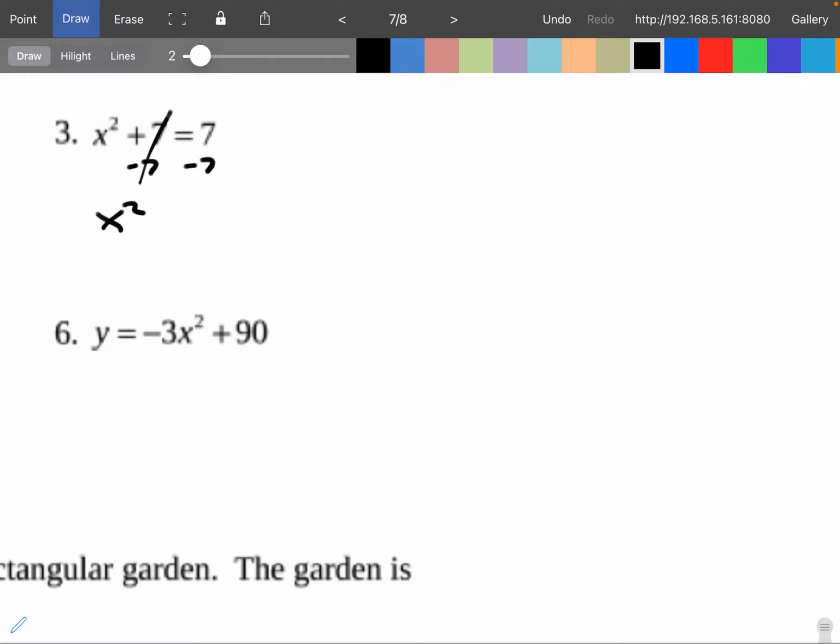Yeah, subtract 7, good. So I want to subtract 7 on both sides. So now I'll have x squared. Those will cancel out and make 0. So I'll have x squared equals 7 minus 7 is 0. And then take the square root of both sides. Don't forget to put the plus or minus on the right-hand side. Well, what's the square root of 0?